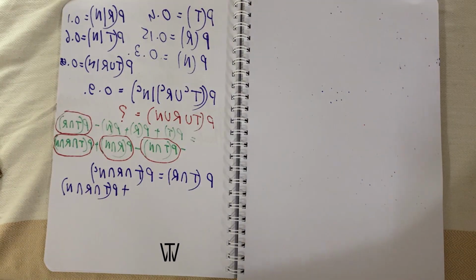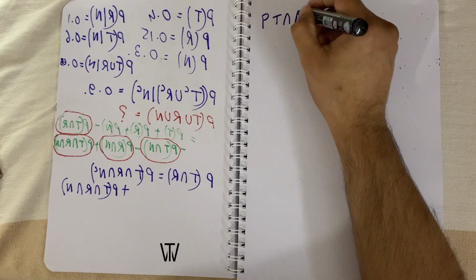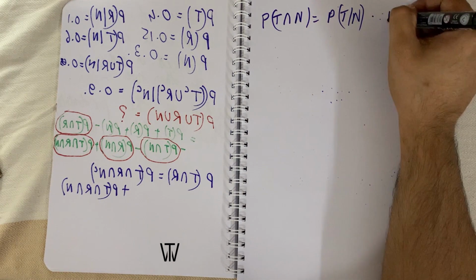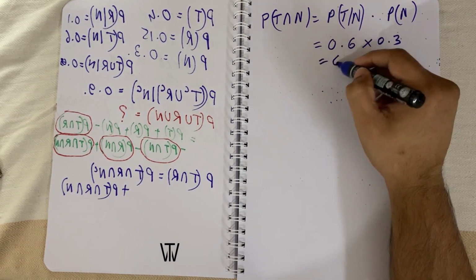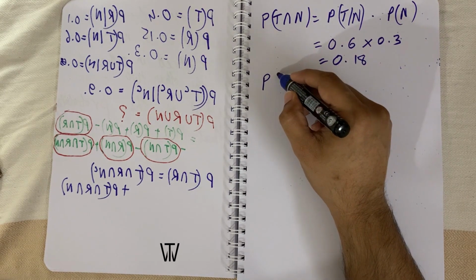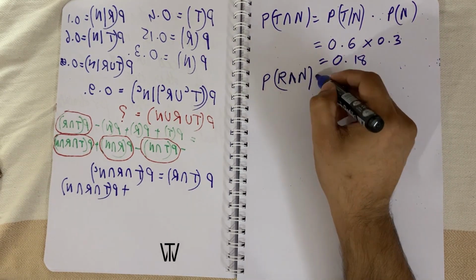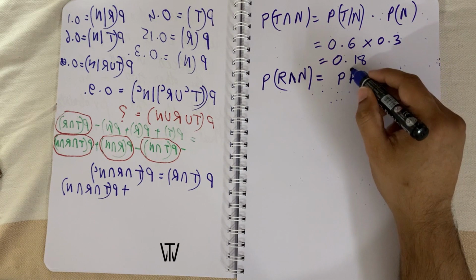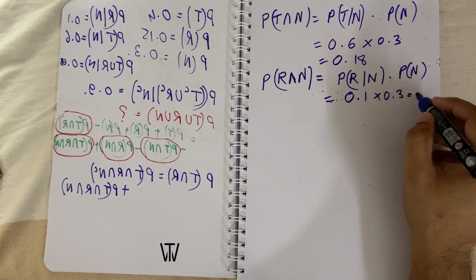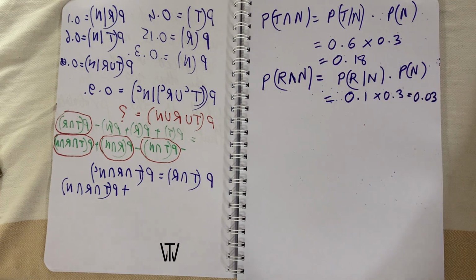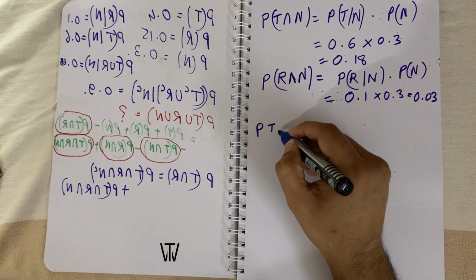P of T intersection N is equal to P of T given N into P of N by the multiplication law, that is equal to 0.6 into 0.3, that is equal to 0.18. Similarly, P of R intersection N equals P of R given N into P of N, that is 0.1 into 0.3, that is 0.03.